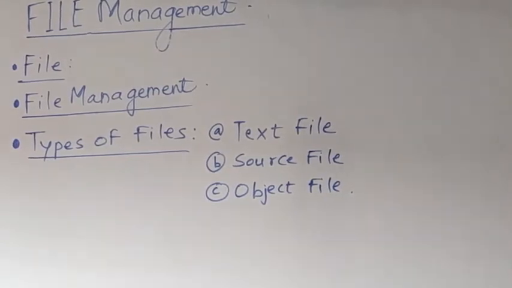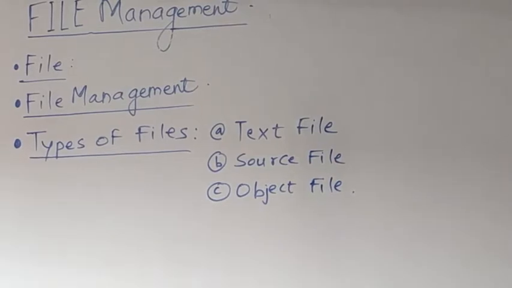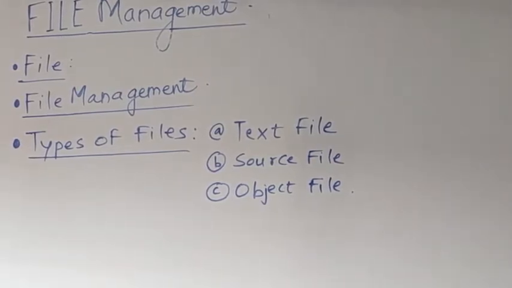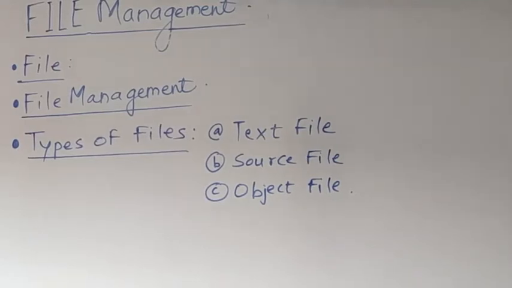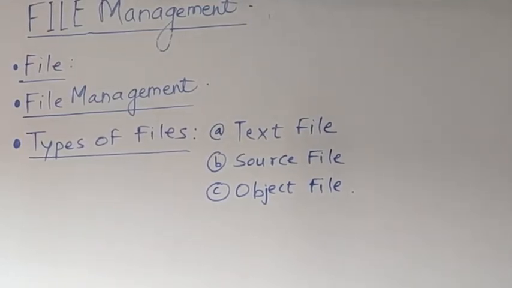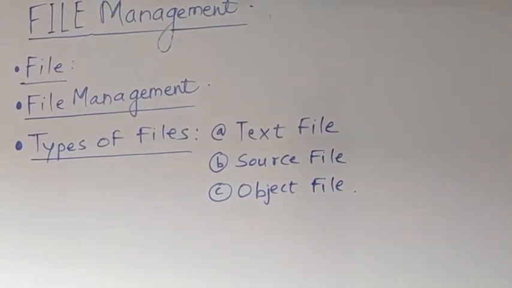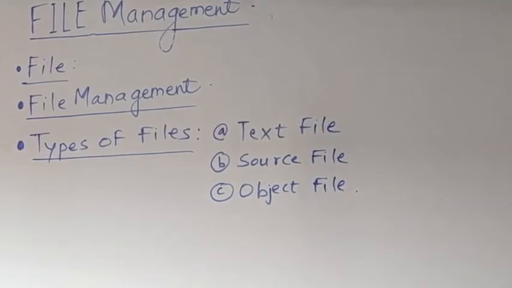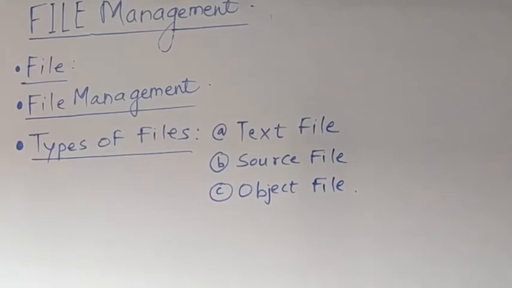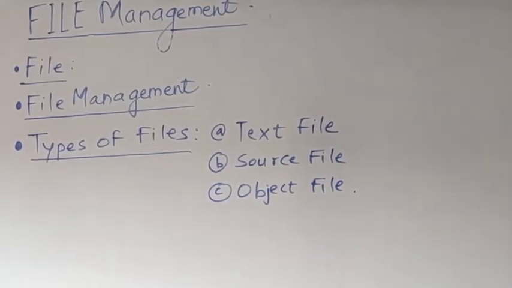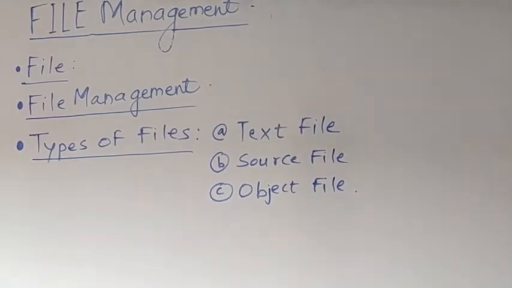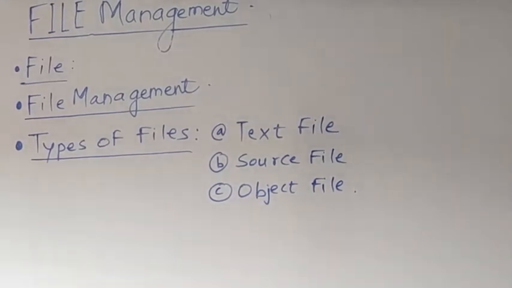Now what is file management? It is a system that the operating system uses to organize the files. There are basically a few types of files, out of which three I have listed here: text file, source file, and object file. A text file is a sequence of characters. A source file is a sequence of functions which are interconnected together. And an object file is a file that contains the object code.